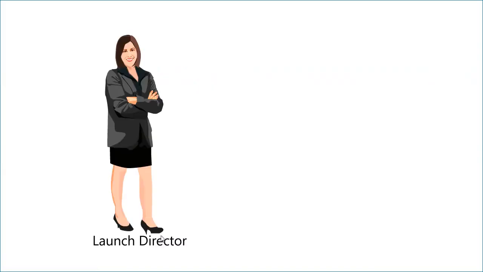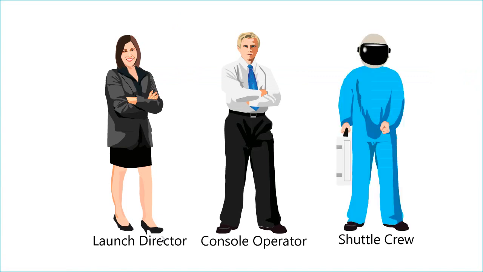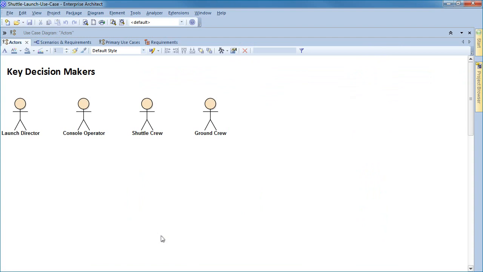We begin by identifying all the main actors that interact with the shuttle launch, including the launch director, console operator, the shuttle crew, and of course the ground crew. The key decision makers are drawn as actors within Enterprise Architect and can be used on a number of different use case diagrams.